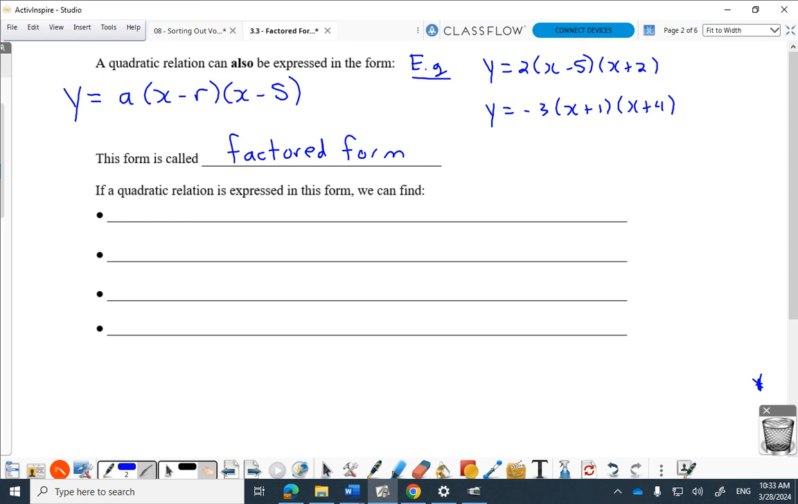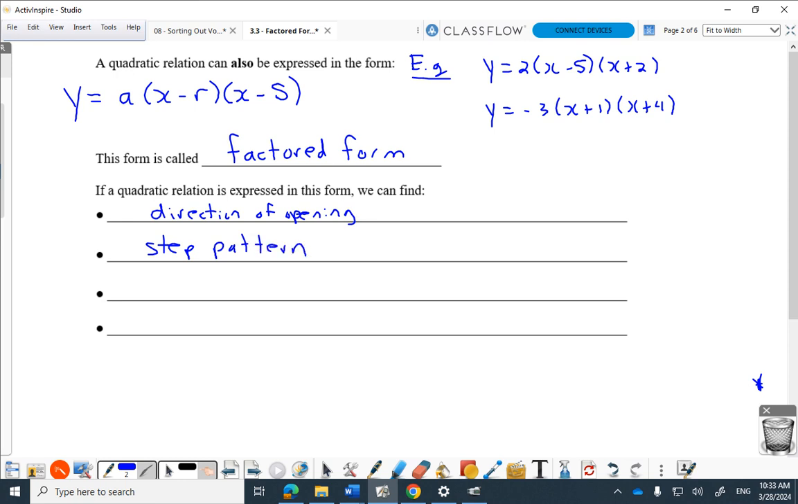Okay, now my sales pitch for this form. Me trying to convince you that you're going to like this form. Here's what we can get from this form. You haven't seen it before, but I'm telling you, this is what we can get from this form. We can get the direction of opening. We'll be able to get that. We'll be able to get the step pattern. We'll be able to do that in this form for sure.